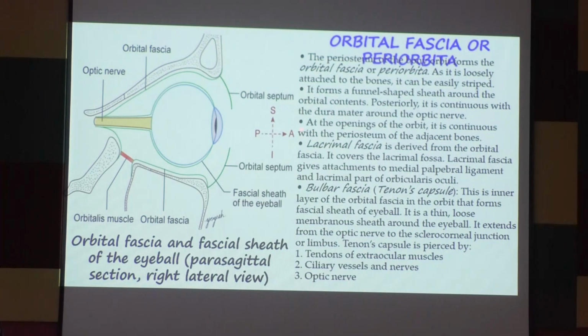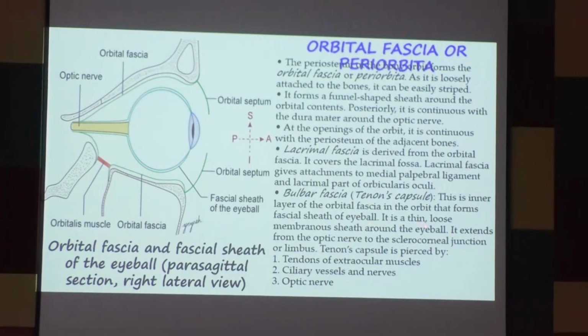Now, lacrimal fascia is derived from orbital fascia and it covers the lacrimal fossa. This lacrimal fascia gives attachment to the medial palpebral ligament and the lacrimal part of orbicularis oculi. Next is bulbar fascia or Tenon's capsule. It is the inner layer of the orbital fascia in the orbit that forms the fascial sheath of the eyeball.